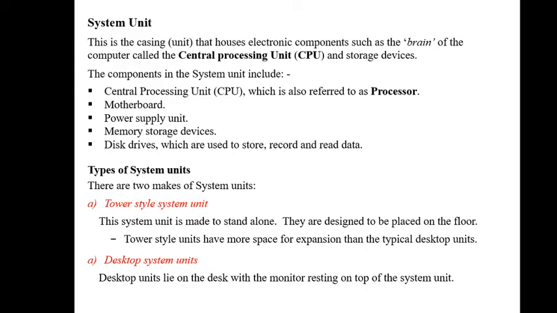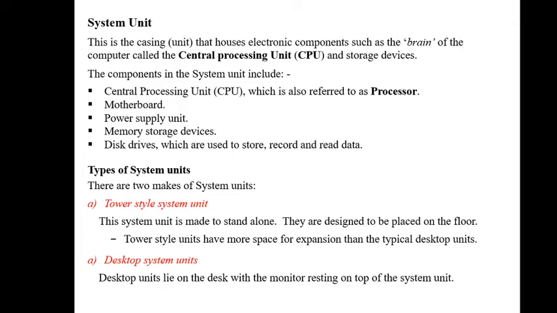Then inside the system unit, you will get the motherboard, you will get the power supply unit, you will get the memories, and also you will get the disk drives, like the hard disk where we keep data. You will get the CD-ROMs, those are the CD drives, the DVD drives, the ones that you use to read movies. Then we have two main types of system units. We have the tower style unit and the desktop unit. You will see them in the next slide.